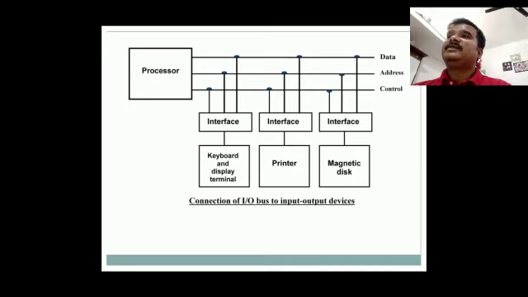Data output command. A data output command causes the interface to respond by transferring data from the bus into one of its registers. Data input command. The data input command is the opposite of the data output command. In this case, the interface receives an item of data from the peripheral and places it in its buffer register.